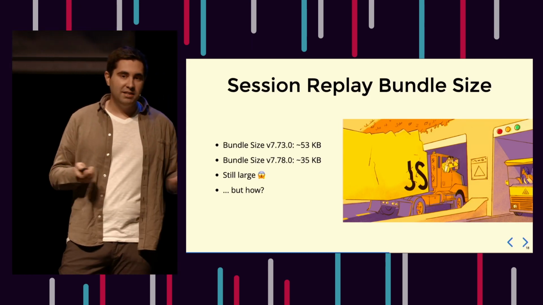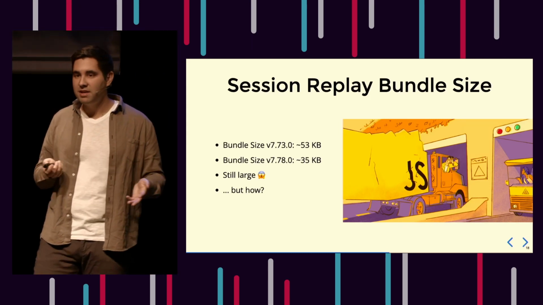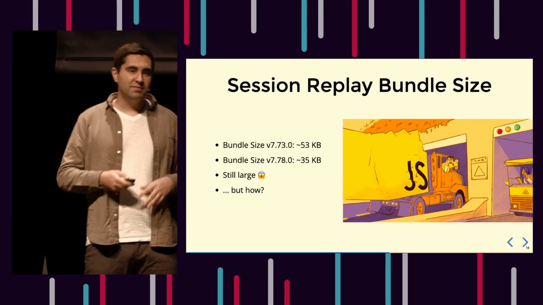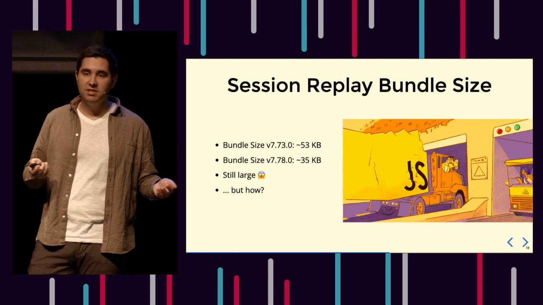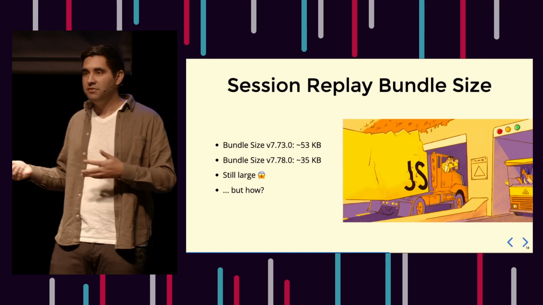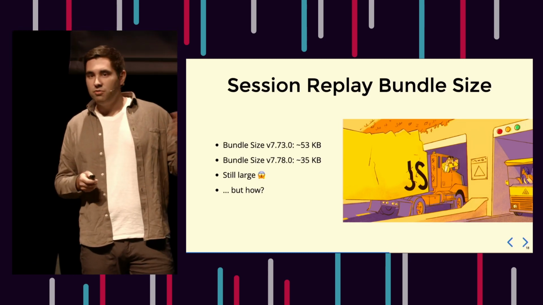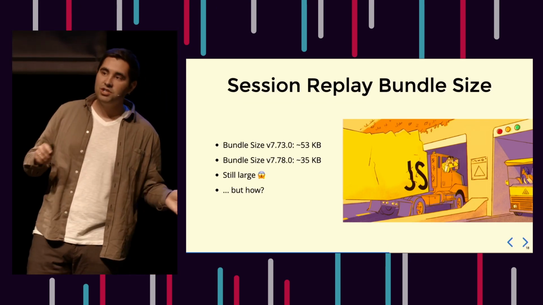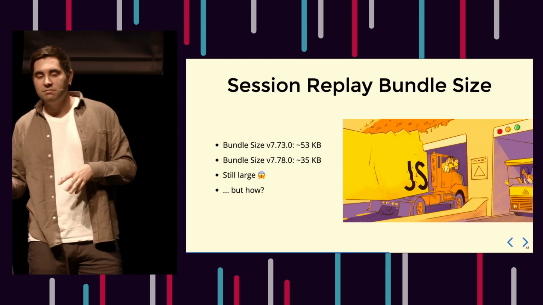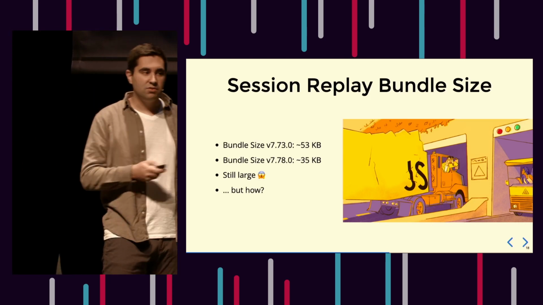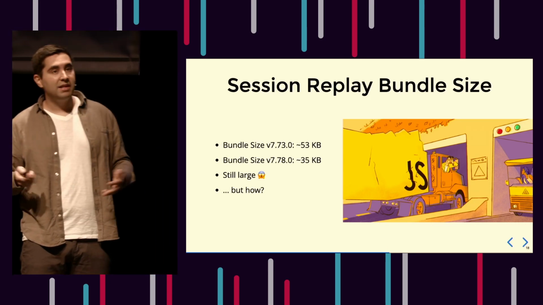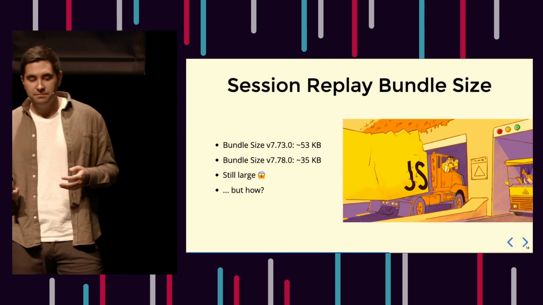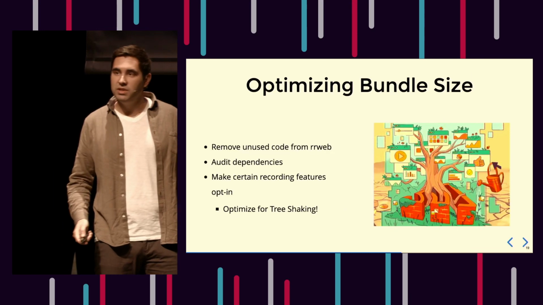So we basically said, hey, this is not acceptable, we need to get this down. I spent quite a long time investigating how we can reduce this without reducing the functionality we have. Some versions later, we were down to 35 kilobytes, which is still quite large, but I think for what it does, it's an acceptable size now. So how did we manage to reduce bundle size by quite a lot without actually reducing functionality? There were a few things we did.